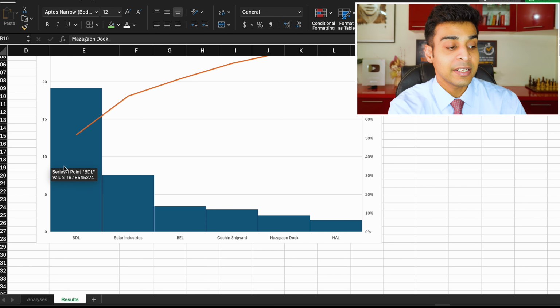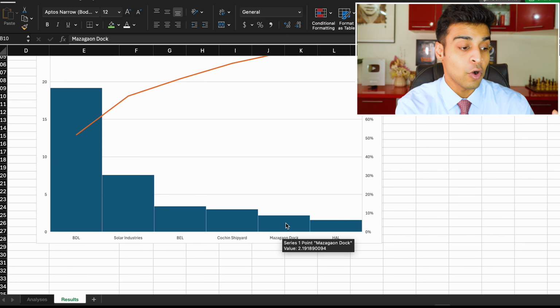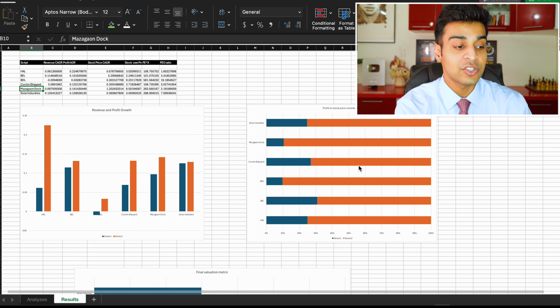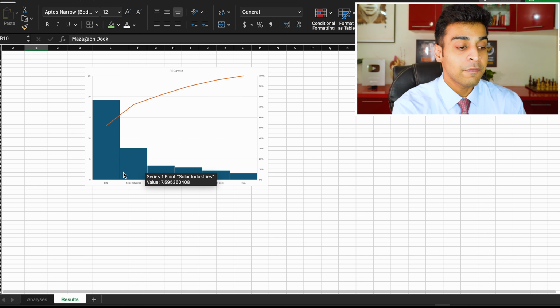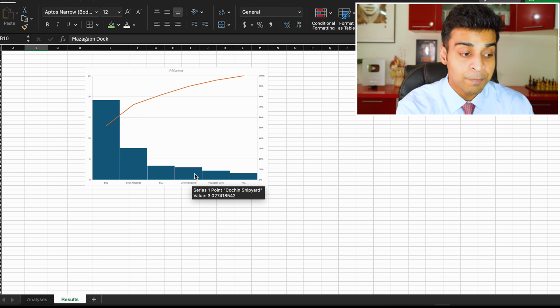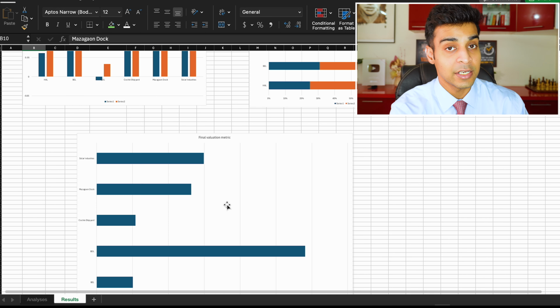So we've already eliminated BDL, even here it's the worst performer. We eliminated Mazagon Dock because the stock price growth had just been too high. And now finally, we've also eliminated Solar Industries. We're only left with 3 possible stocks to invest into: BEL, Cochin Shipyard and HAL.